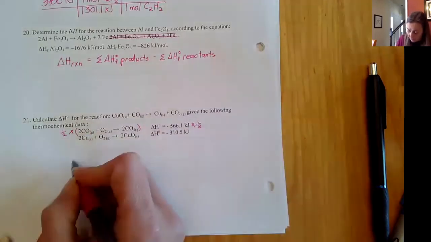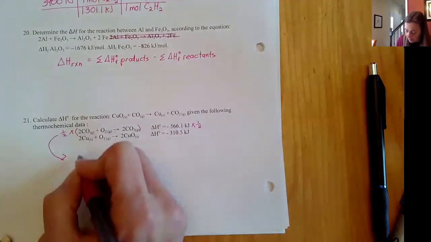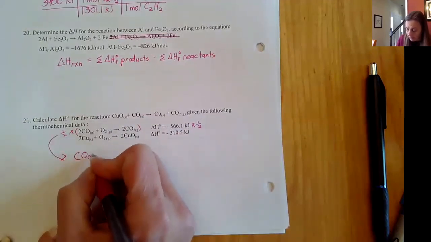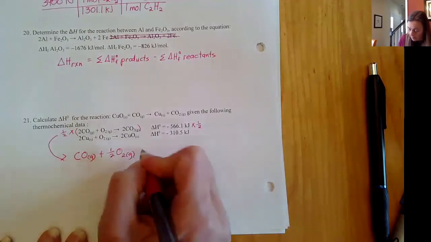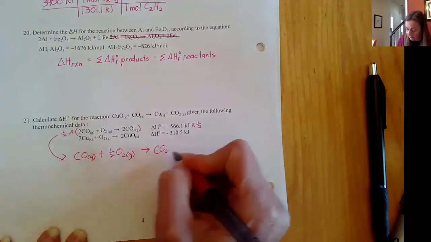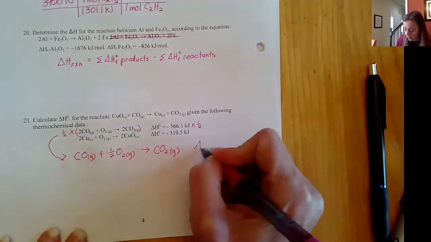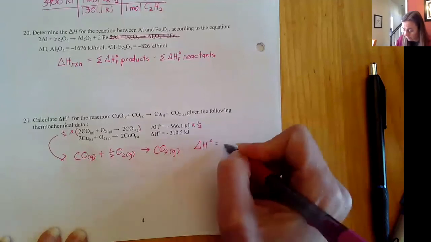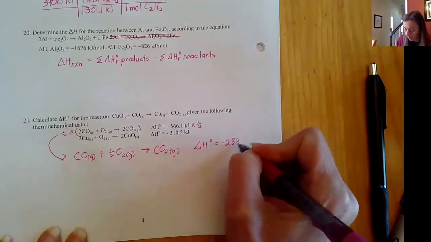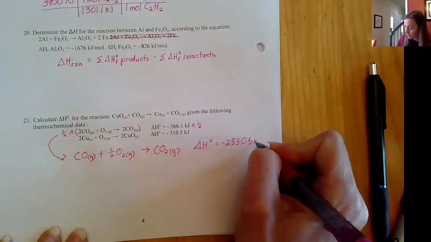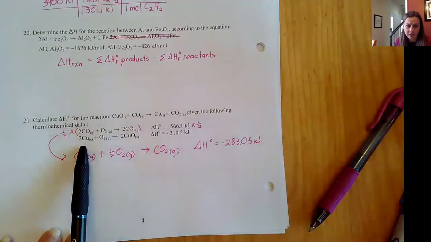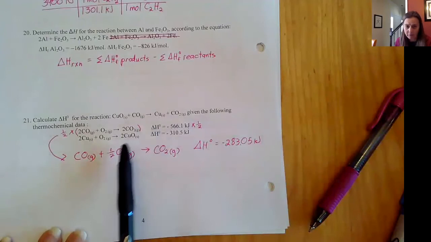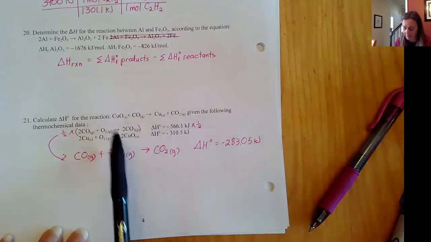And so my new equation is going to be CO gas plus 1/2 O2 gas yields CO2 gas, and the delta H is equal to negative 283.05 kilojoules. Now with my second reaction, I have copper as a reactant and I want copper as a product. And I have copper 2 oxide as a product and I want it as a reactant.